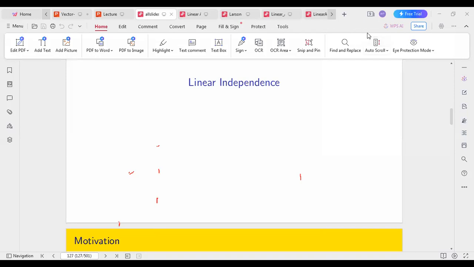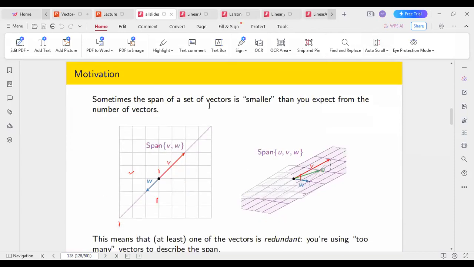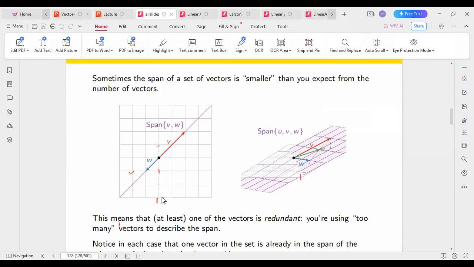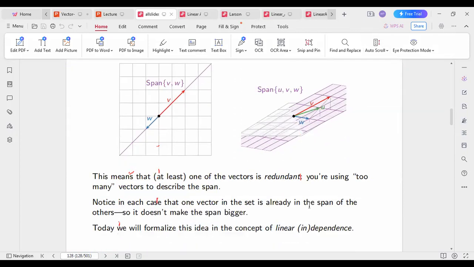Now we'll discuss the linear independence of vectors. In this connection, sometimes the span of a set of vectors is smaller than you expect from the number of vectors. Actually, this is the span of b and w, and this is the span of three vectors in R3. This means that at least one of the vectors is redundant. You're using too many vectors to describe the span.